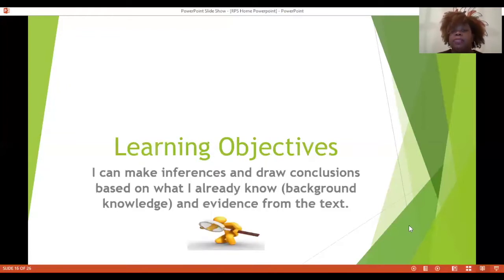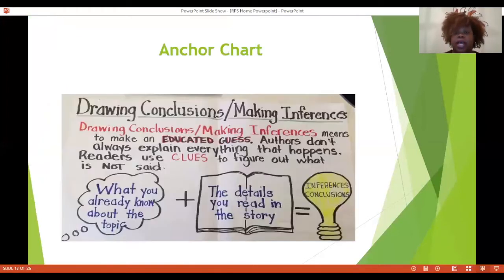So our learning objectives again are that I can make inferences and draw conclusions based on what I already know, background knowledge, and evidence from the text. So remember, if you look at your handy dandy playbook or your anchor chart, you will see that you need both in order to make that conclusion.